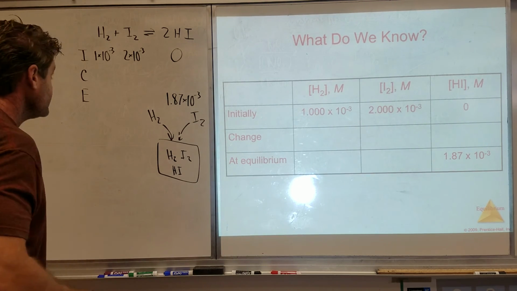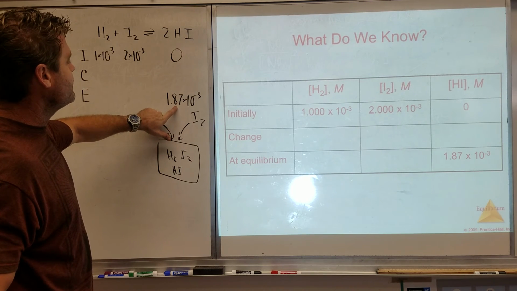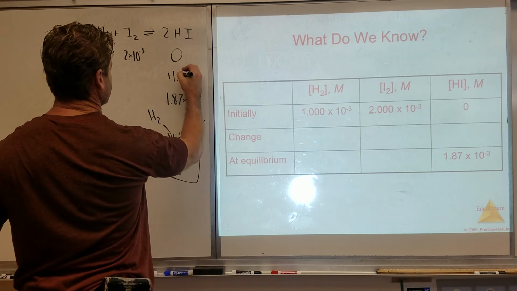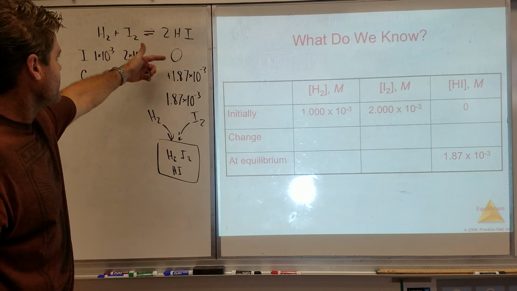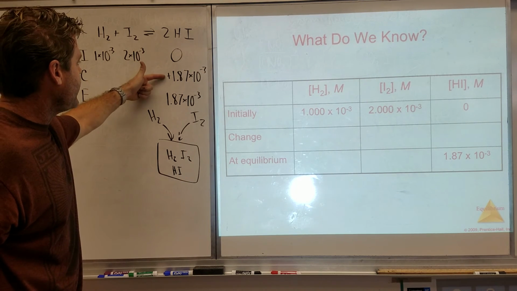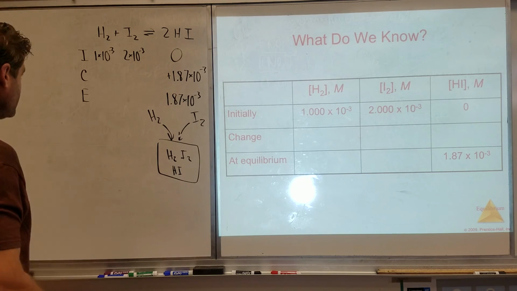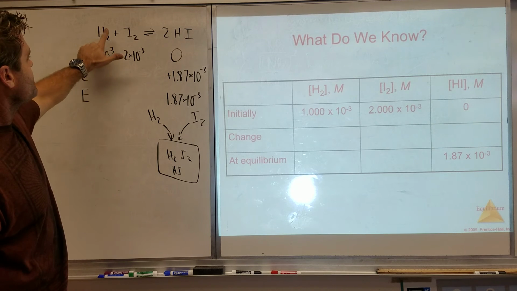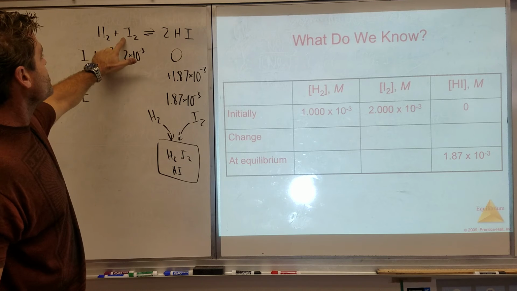So then think about it, guys. If initially I had 0, and now at equilibrium I have 1.87 times 10 to the negative 3, what was the change? Would you guys agree it just has to be plus 1.87 times 10 to the negative 3? Right, because obviously I had none, and then I gained this much, so that's how much I had at equilibrium. Now here's where you use the coefficients. Remember what the coefficients tell you. It says one of these reacts with one of those to produce 2 of those. So if I produce 2 of these, I must use one of those and one of those.